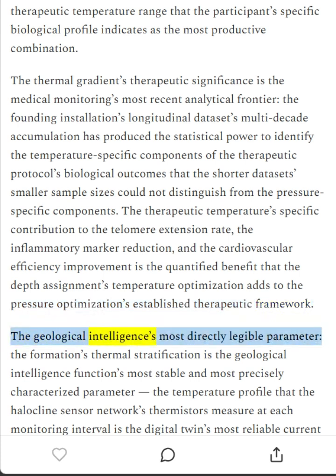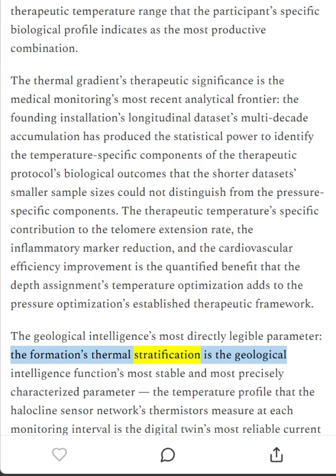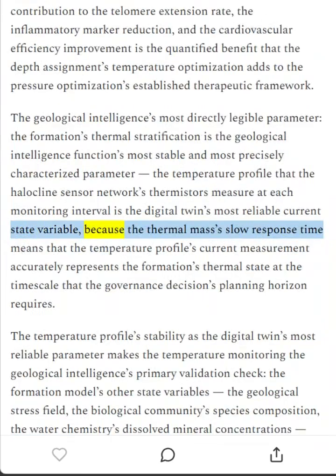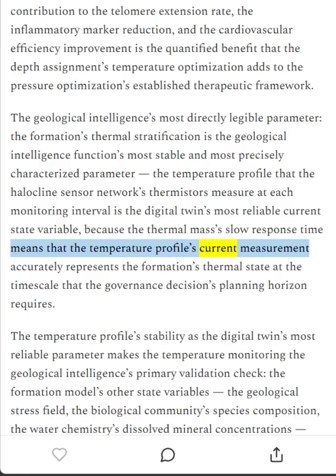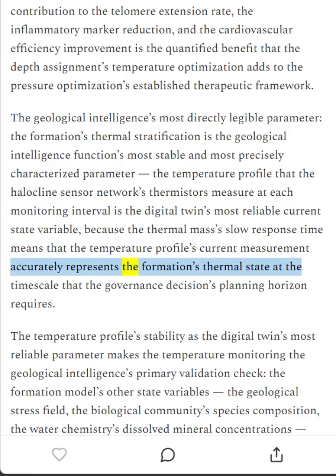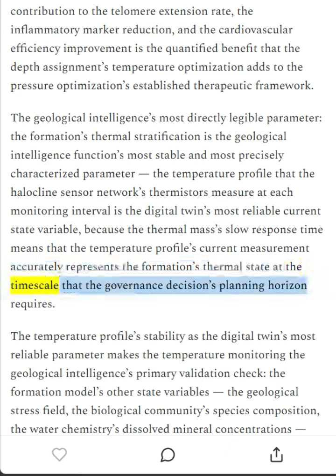The geological intelligence's most directly legible parameter. The formation's thermal stratification is the geological intelligence function's most stable and most precisely characterized parameter. The temperature profile that the halocline sensor network's thermistors measure at each monitoring interval is the digital twin's most reliable current state variable, because the thermal mass's slow response time means that the temperature profile's current measurement accurately represents the formation's thermal state at the timescale that the governance decision's planning horizon requires.